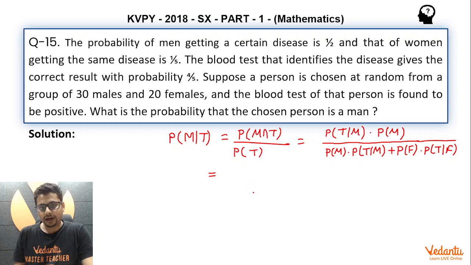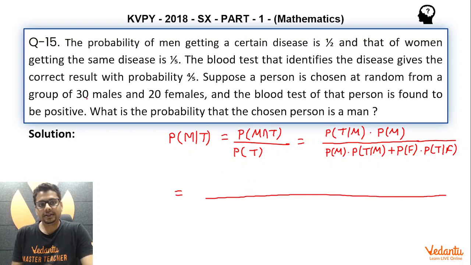So here, if we evaluate the denominator first, since there are 30 men and 20 women, the probability that the person chosen is a man is 30 by 50, you may say 3 by 5. Now, given that the person is male, what is the probability that the test would turn out to be positive? So here, the probability that the man has the disease is half, and the test rightly turns out to be positive. Or the man is not having the disease, but the test wrongly turns out to be positive.